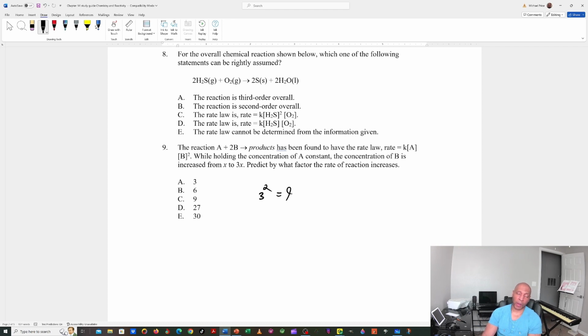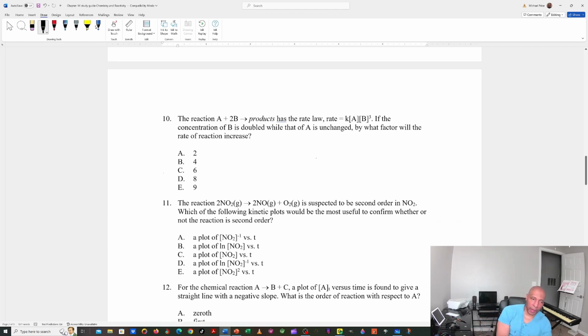Why did you have to square it? Because it's second order with respect to B, and we increased the concentration by 3. Now what if I increase the concentration of A? It went from Y to 2Y. So I doubled A and I tripled B. Since it's first order with respect to A, I just take 2 to the 1 power times 3 to the second power, and I would get 2 times 9. I would get 18, wouldn't I? Y'all see how easy that was? Yeah, that was pretty easy, wasn't it?